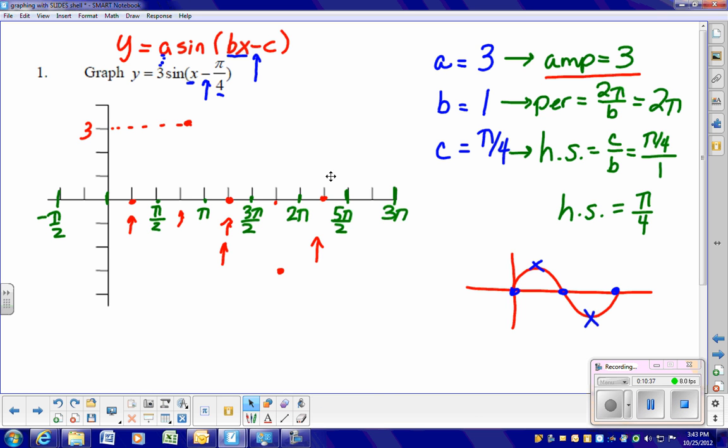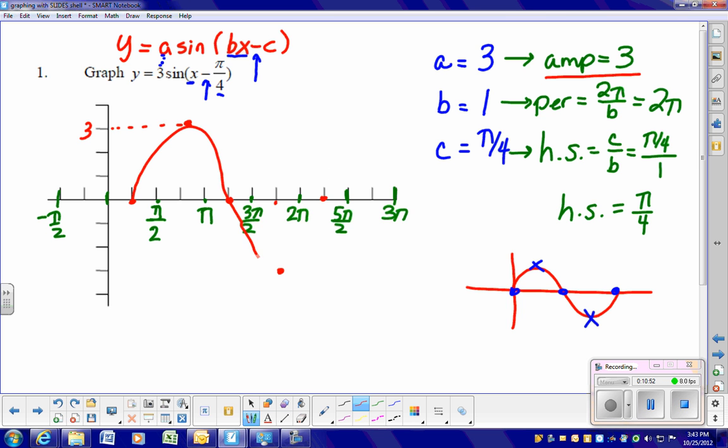Okay, I'm going to erase these extra arrows that I used just for pointing. Oops, erased a little too much. Okay, and I'm going to connect these red dots with a nice smooth sine curve. There is one cycle of the graph 3 sine quantity x minus pi over 4. The pi over 4 made it slide over. The 3 made it have a larger amplitude. And those were the only changes in that graph.